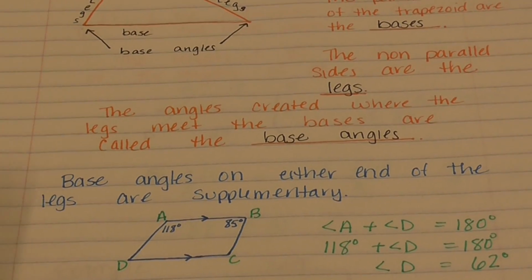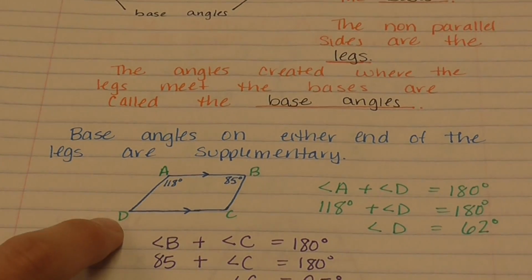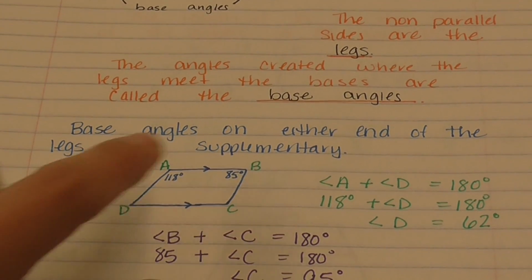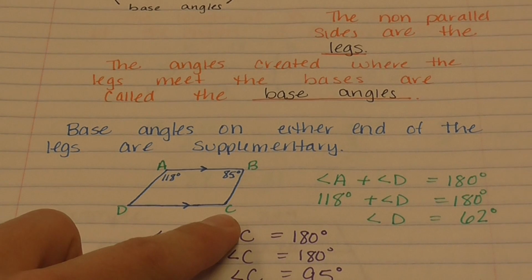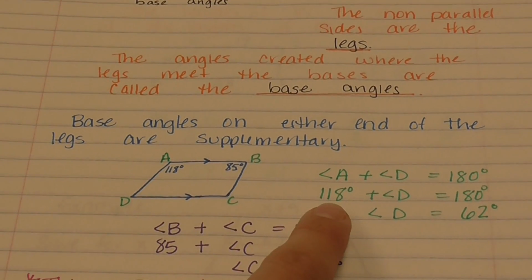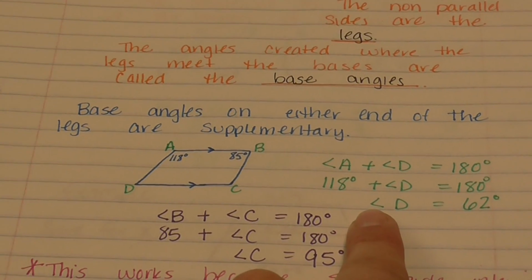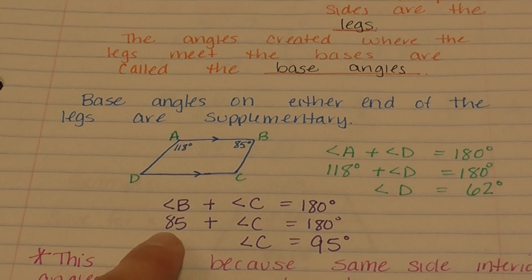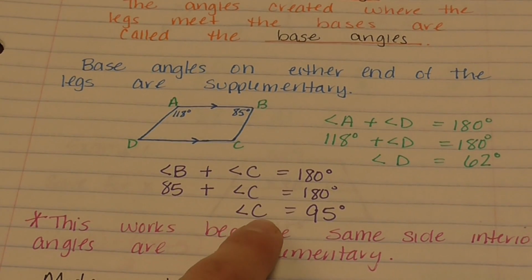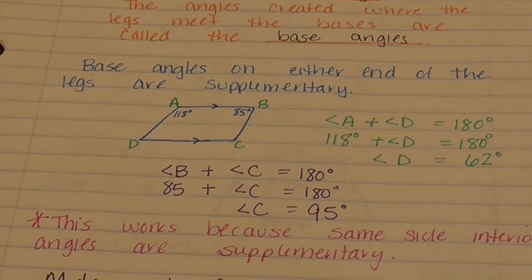So base angles on either end of the legs are supplementary. This means that angle A and angle D add up to equal 180, and angle B and angle C add up to equal 180. So if I know that angle A is 118 degrees, I can figure out exactly what angle D equals. Same goes with B and C. If I know what angle B equals, I can figure out what angle C equals by subtracting it from 180. So angle C would equal 95.